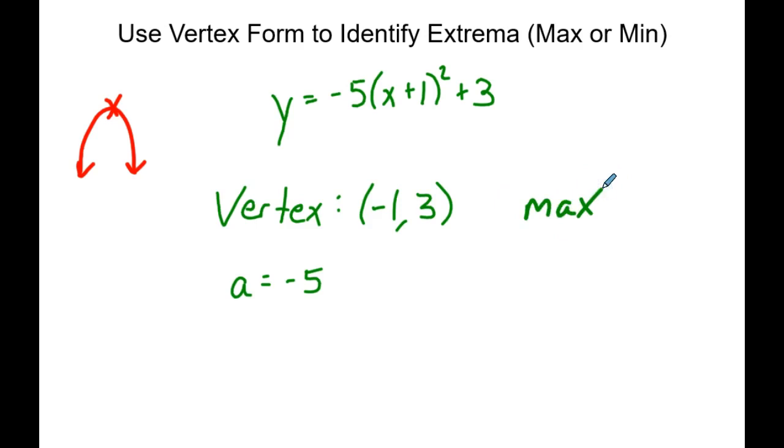So understand vertex form, y equals a times the quantity x minus h squared plus k. Be able to identify the vertex from the equation, identify the a value, and understand how those relate to the graph to determine if that is a maximum or a minimum.